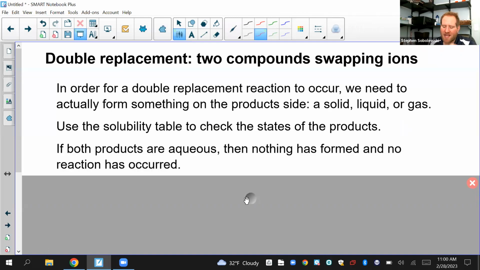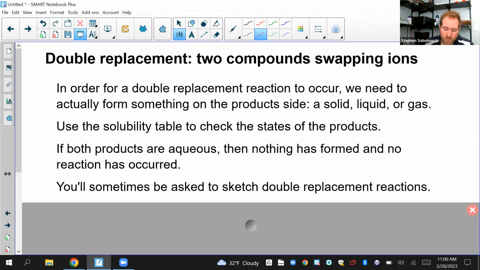If both products are aqueous, then nothing has formed. Now you might say, what do you mean nothing has formed? You formed an aqueous product. Well, aqueous means dissolved in water, and when an ionic compound is aqueous, it means the ions are split apart and randomly floating around. So you didn't actually form anything. So if you see aqueous as your 2 products, nothing is actually formed, and you can write no reaction, and you don't need to balance. You don't need to even finish it out.